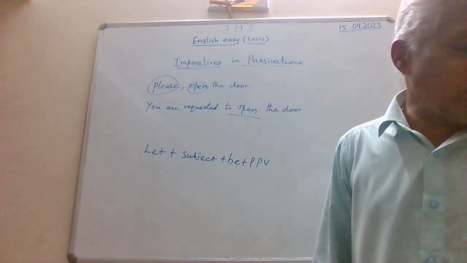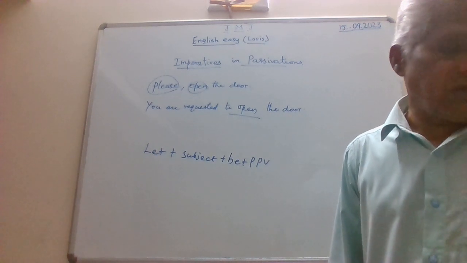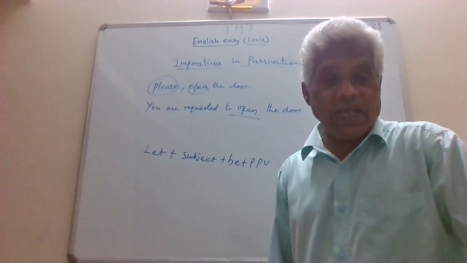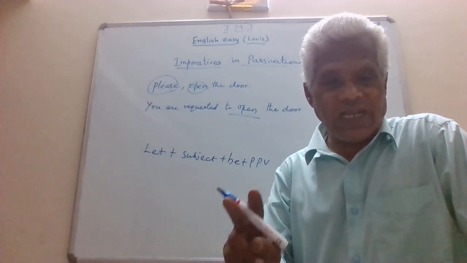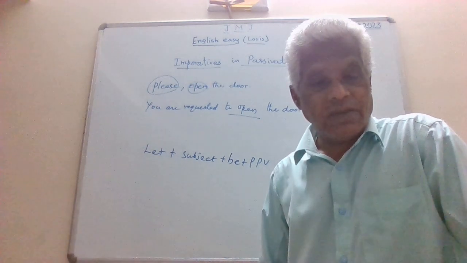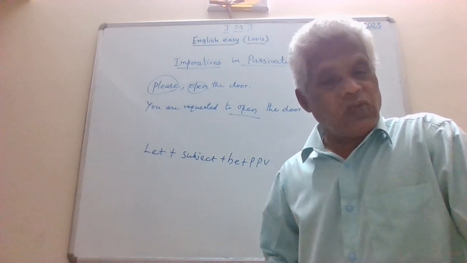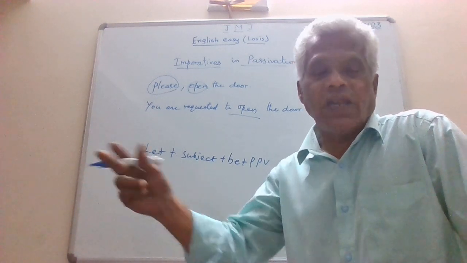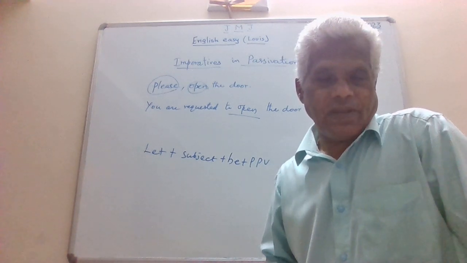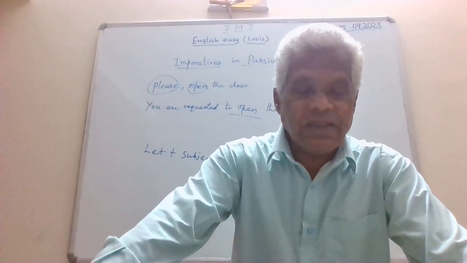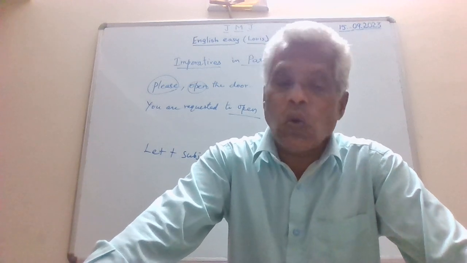You can have so many sentences. Never tell a lie. So let never a lie be told. Never tell a lie. It could be an advice. You are advised not to tell a lie. Also you can say: never tell a lie. Let a lie never be told.